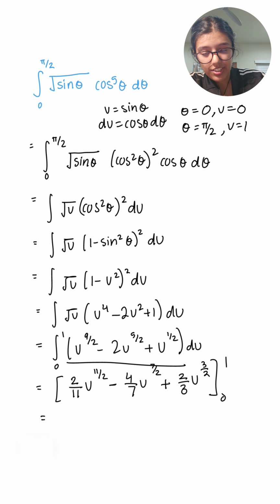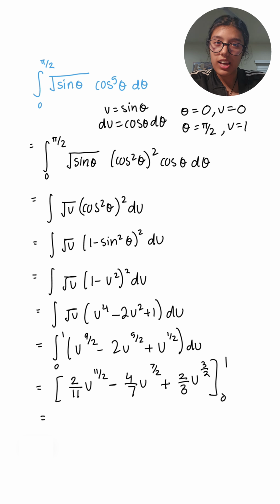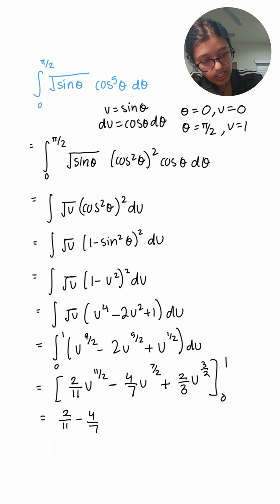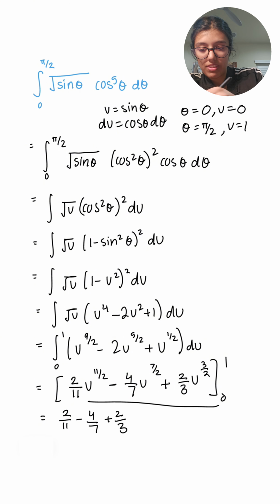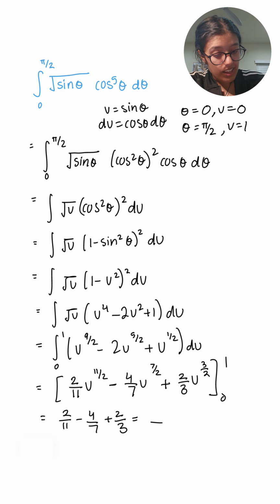Alright, so I integrated this. Now I'm going to substitute in 0 and 1, and that should be pretty easy for us. We have just 2 over 11 minus 4 over 7 plus 2/3, because if you put 0 in here, that is just going to result in 0. And taking the common denominator of 231, we should get 64 over 231 as our final answer.